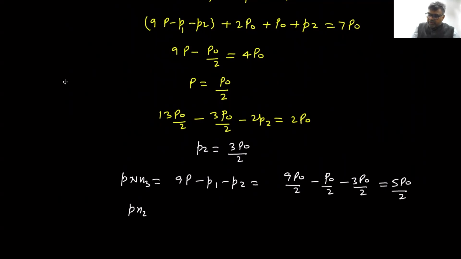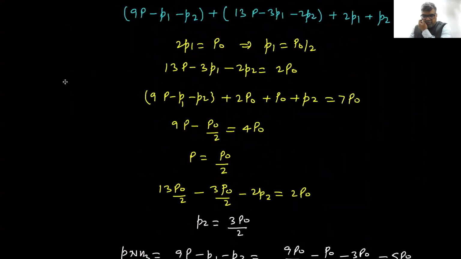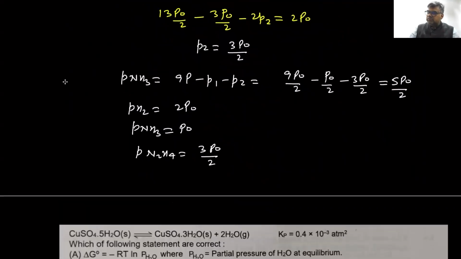The partial pressure of hydrogen we have already been given in the question, 2P naught. The partial pressure of ammonia is given to you, P naught. And the partial pressure of N2H4 will come out to be P2, which is 3P naught by 2. These are the expressions. So now calculate Kp values for both the expressions. I think it will be the easiest part. Most of you will be able to solve it.